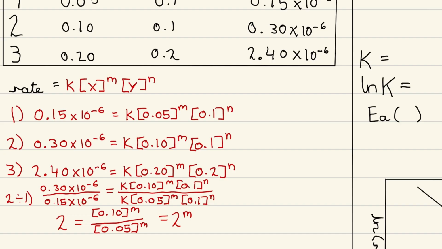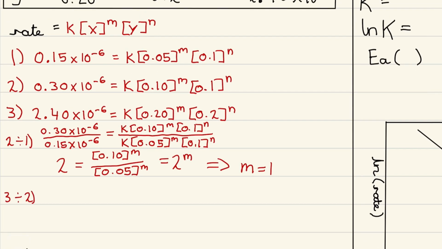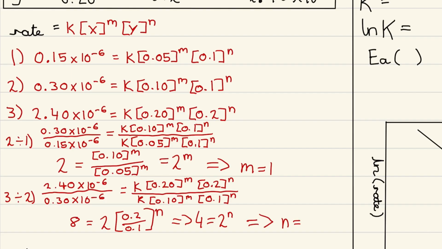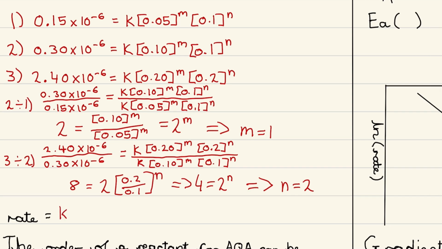So that means that m is equal to 1. And then I can do equation 3 divided by equation 2, and I get... that 8 is equal to, well, I can cancel out these k's here, and we already know that m is equal to 1, so 0.2 divided by 0.1 is 2, and we get... And I got this here from this and using my power rules. And then we get... so n is equal to 2. So finally my rate equation is k times x to the power of 1 times y squared.